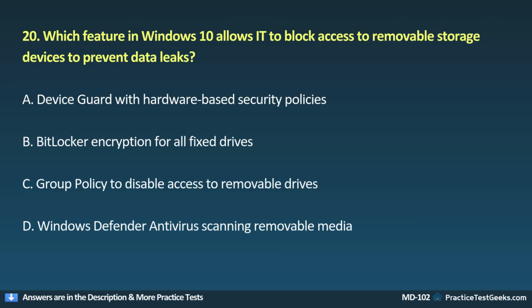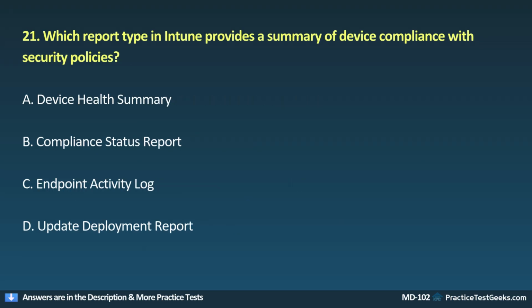Which feature in Windows 10 allows IT to block access to removable storage devices to prevent data leaks? A. Device Guard with hardware-based security policies. B. BitLocker encryption for all fixed drives. C. Group policy to disable access to removable drives. D. Windows Defender antivirus scanning removable media.